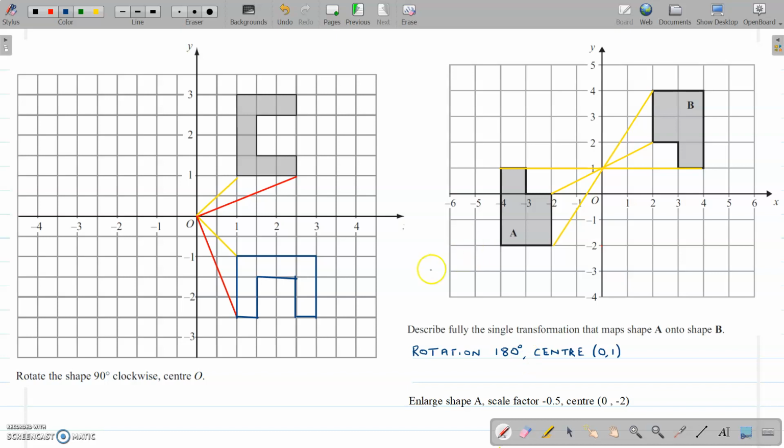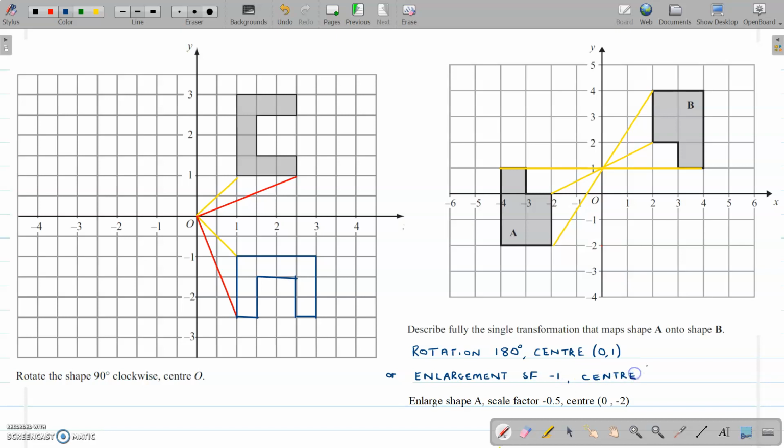An alternative answer would be an enlargement. Now you might be thinking, well, it doesn't look any bigger or smaller than it was originally, but it is actually an enlargement of scale factor -1. Now I'll just explain that. Enlargement, scale factor -1, center as above, so the center is the point 0, 1.